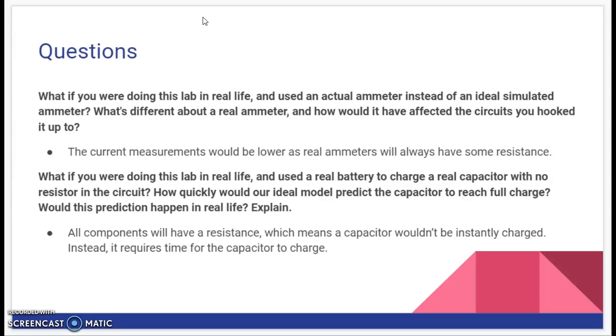What if you were doing this lab in real life and used a real battery to charge a real capacitor with no resistors? How quickly would our ideal model predict the capacitor to reach full charge? Would this prediction happen in real life? Explain. Well, all components in real life will have some resistance. Therefore, the capacitor wouldn't be instantly charged. Instead, it would require some time for the capacitor to charge.